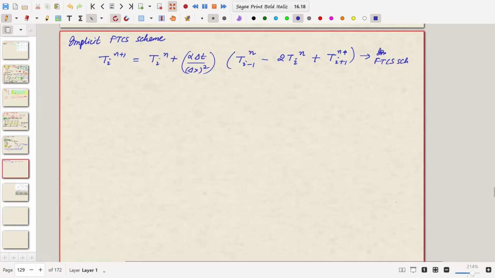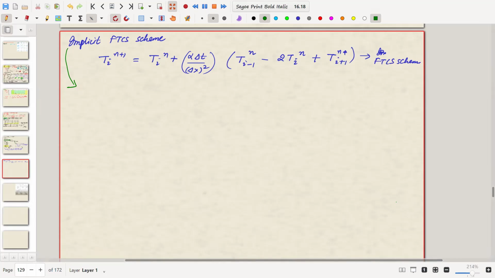Now people thought, why can't we change this scheme a bit? This is the road towards making the Crank Nicolson method. So you improve your code, version 2.0. This is known as the implicit FTCS scheme.